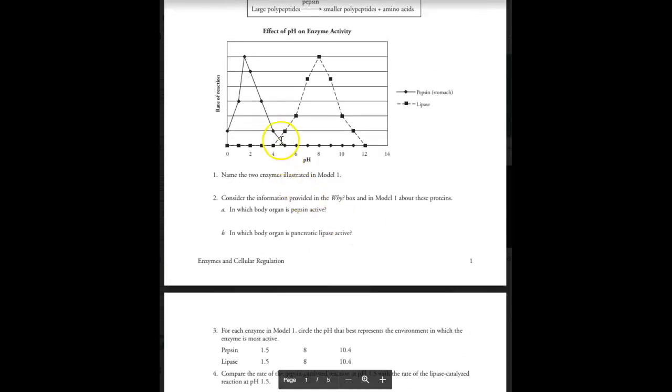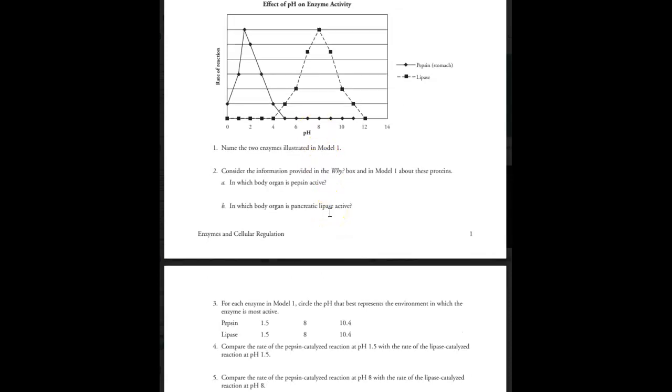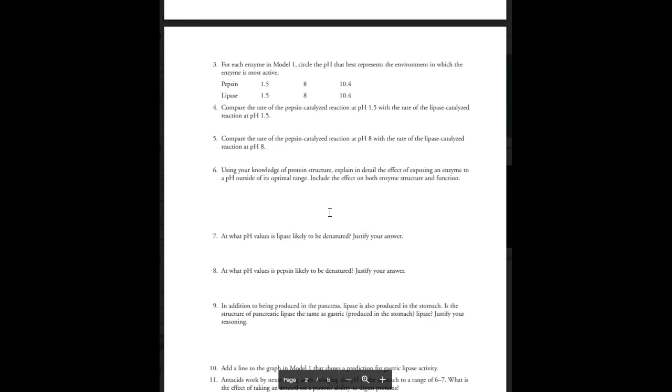Number 11. Okay, so if you take an acid reducer that raises the pH to 6 to 7, well, let's look here. At a pH of 6 or 7, your pepsin isn't working, right? So what's not going to be digested? Proteins will not be digested. So if you take an antacid, that'll help with your heartburn, but it means that for that moment in time, you're not going to digest those proteins. They're just going to pass through your body undigested.